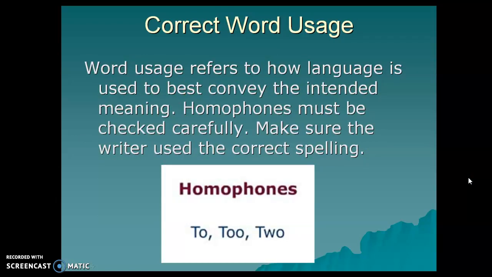Correct word usage. Word usage refers to how language is used to best convey the intended meaning. Homophones must be checked carefully. Make sure that the writer is using the correct spelling, like two, to, and too.